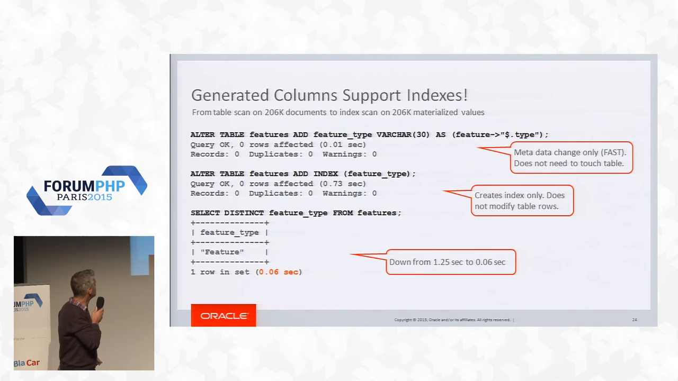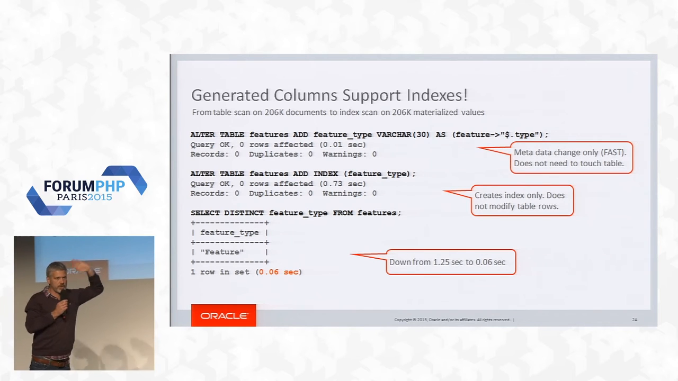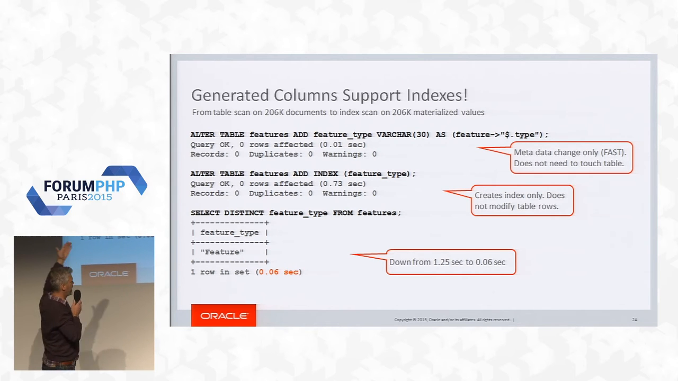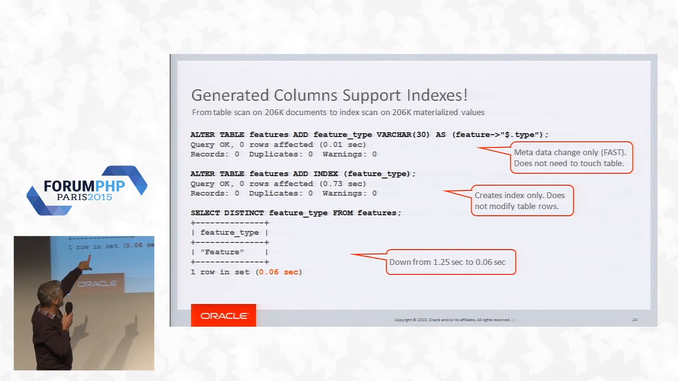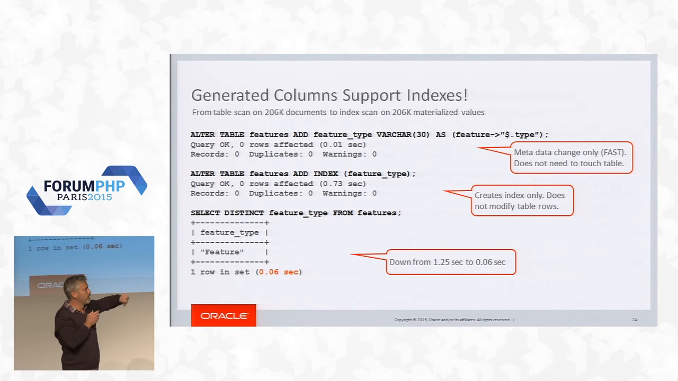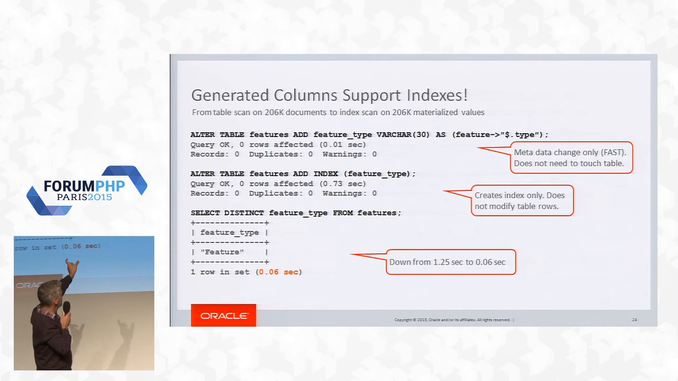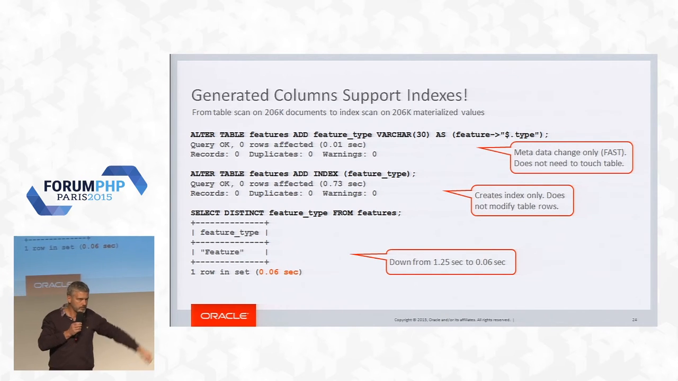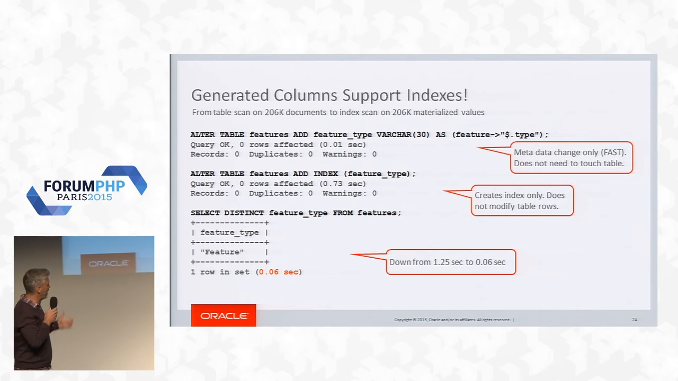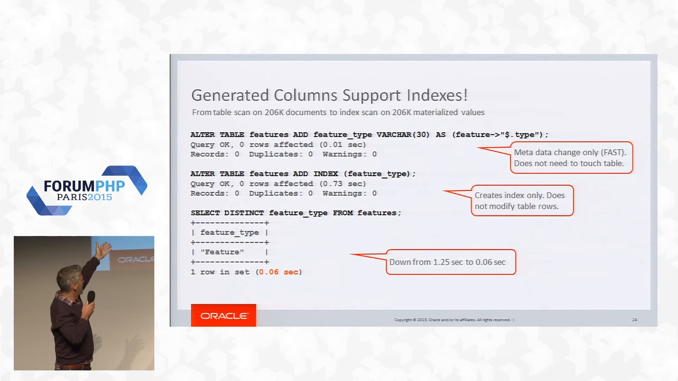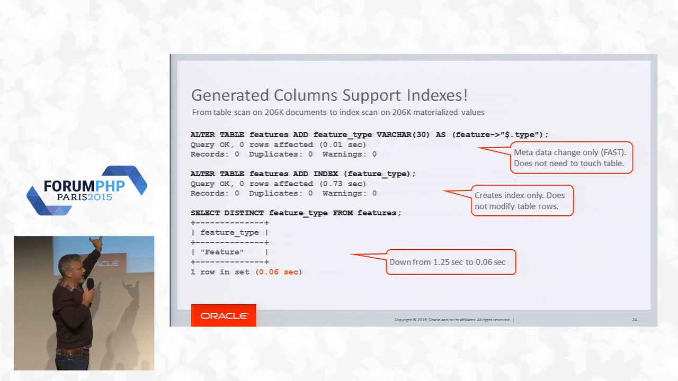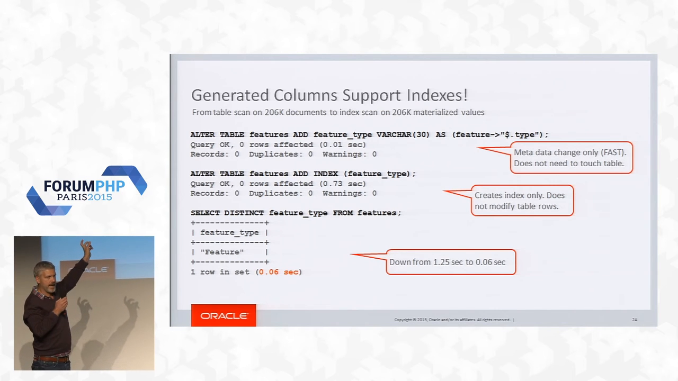So what we've done now, we have our original table that has ID and feature in the features table. And now I do alter table and add a new column, which is a computed or generated column, feature type, where I extract the type. And why would I want to do that? I want to do it because I want to have very simple access to feature type, because it's something that I access over and over again. But the most important thing is that on that generated column, I can then add an index.